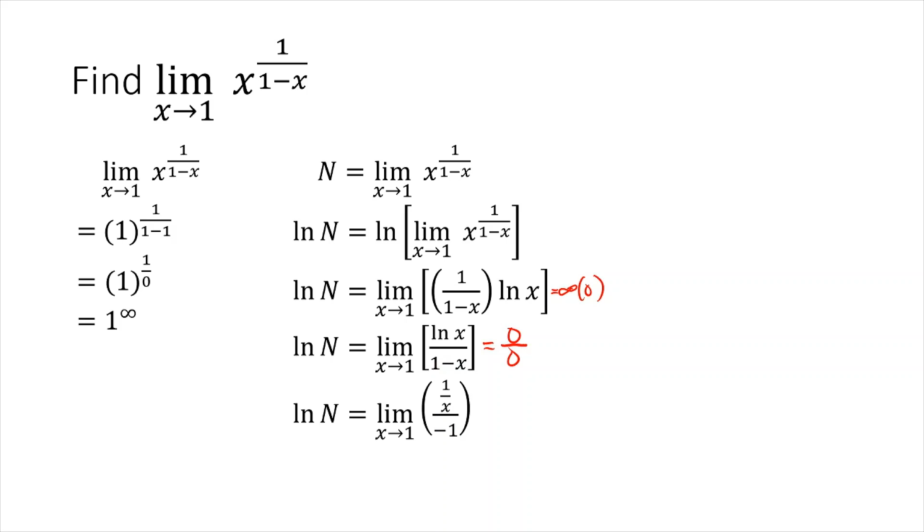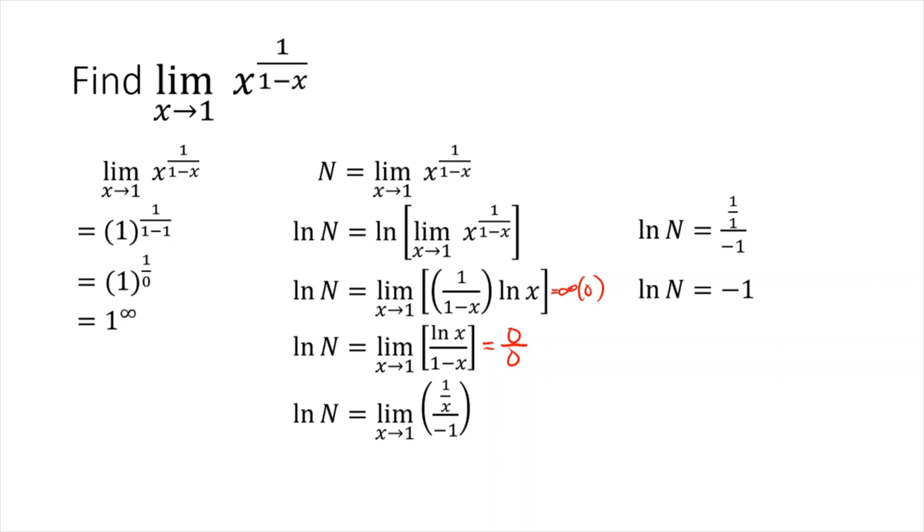Let's apply the limit. So substitute x equals 1. We now have 1 over 1 all over negative 1. So this gives us ln of n equals negative 1. And then lastly, we have to eliminate the ln function, because originally we don't have the ln function, right? It's just there to manipulate the original limit. So we have to revert back to n, where n is our original limit.